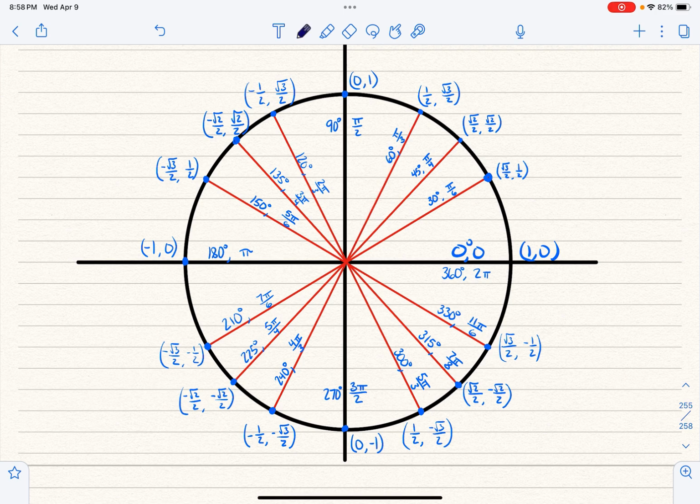We learned back in chapter 1 that cosine theta is equal to x over r, and because r is equal to 1, this would be x over 1, or in other words, just x. So that means that the cosine of 60 degrees is 1/2. It's that easy. All you have to do is grab the x or y value, depending on whether you're talking about cosine or talking about sine.